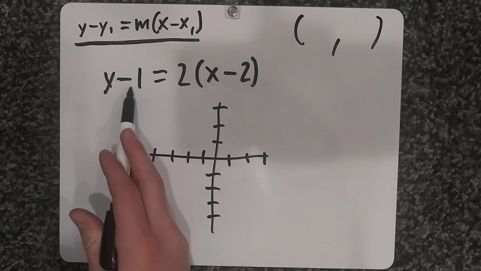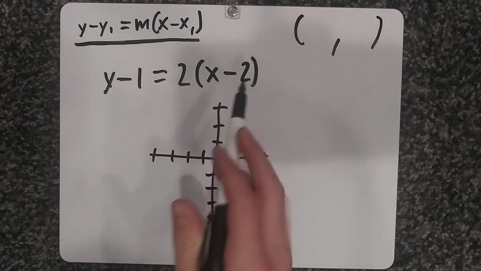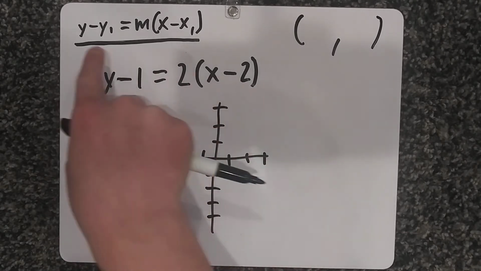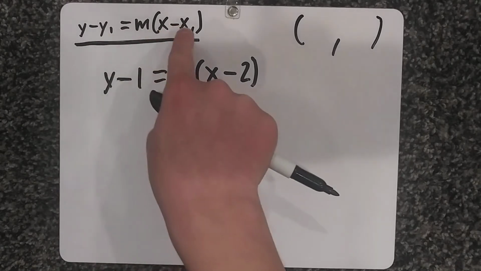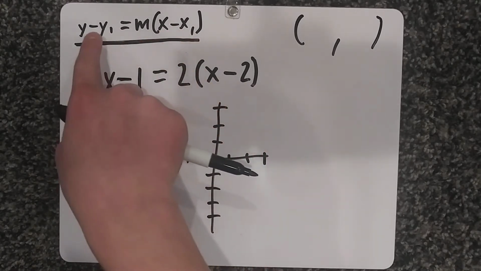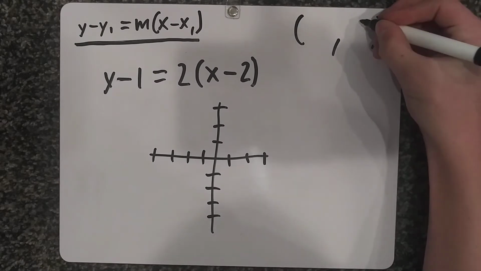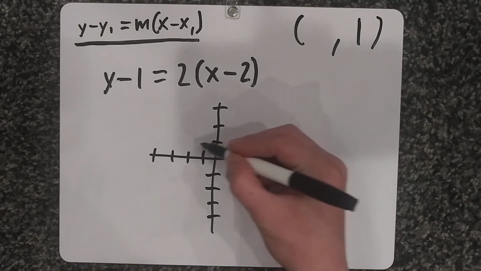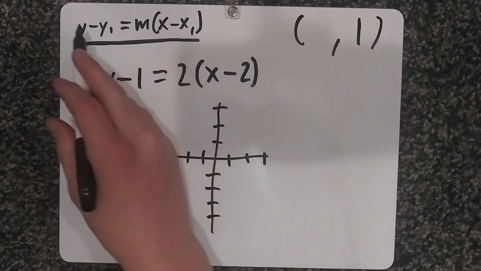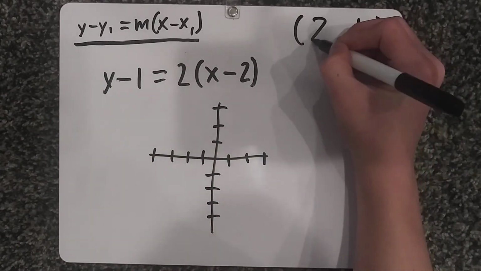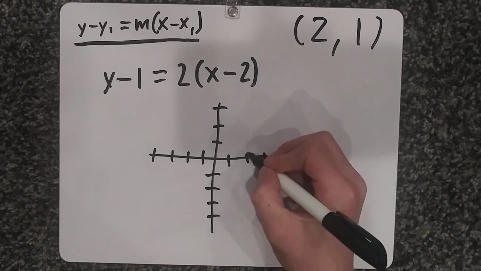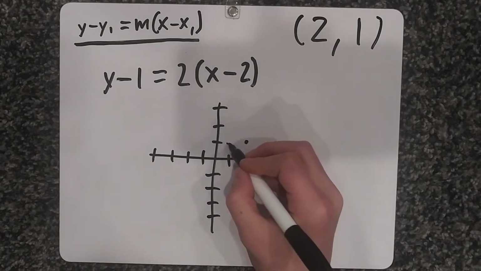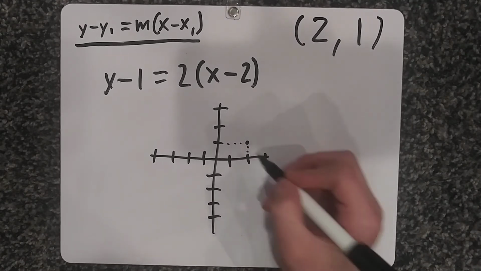So we know that we have a 1 here and a 2 here. That's the y and the x from the equation up here. We have the y1 and the x1. So the y1 is 1, so we're going to put a 1 here. So we know that we have a y position of 1 in this line. Now the x1 is 2. So the point we have is 2 comma 1. So right here, in between these two lines.